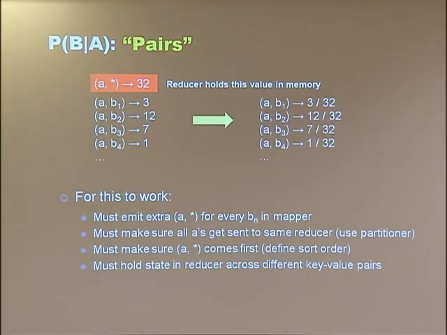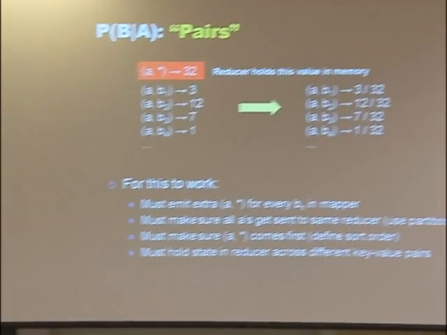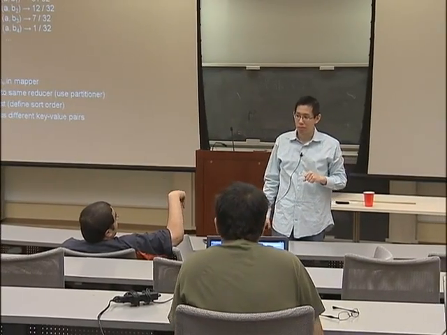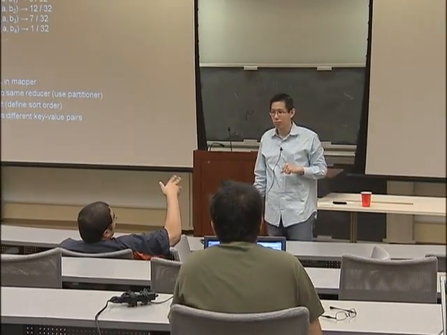But can I ask? Sure. Yeah, but all the reducers got these at the same time, so there's no way of getting that first, because when all these numbers reach the reducer, A comma star would be there.